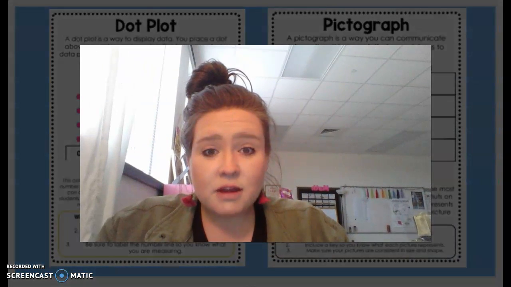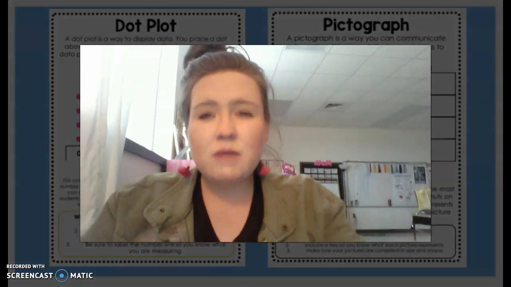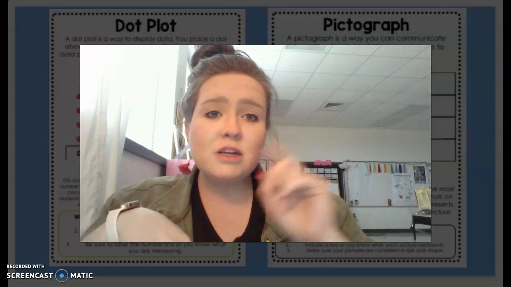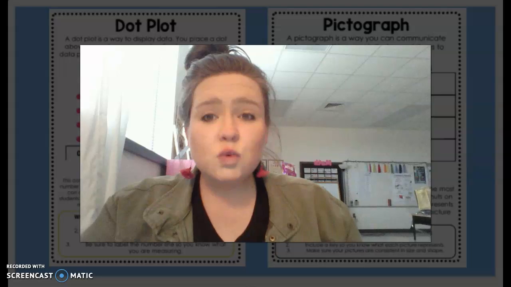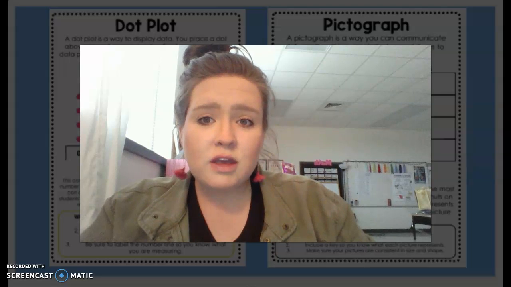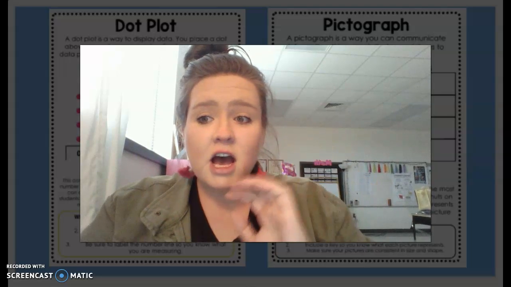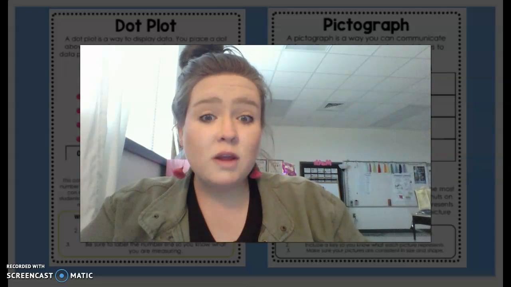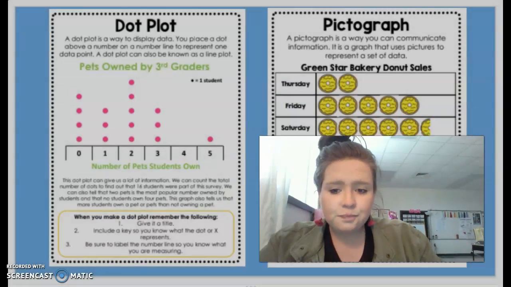Sometimes dot plots get really tricky because we mix up what the number line represents and what the dots or the X is representing. So it's really, really important that when you're dealing with a dot plot or any graph, you are paying attention to what the labels are telling you.